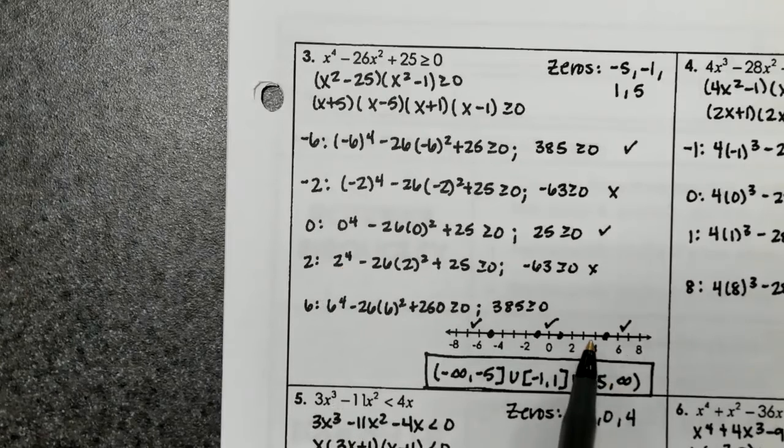Right here, when we plug in one of the numbers, 2, that one does not work. And then this one works over here. So we have a parenthesis on the end because it's negative infinity. And that goes to -5. Then we have a bracket because it is closed.